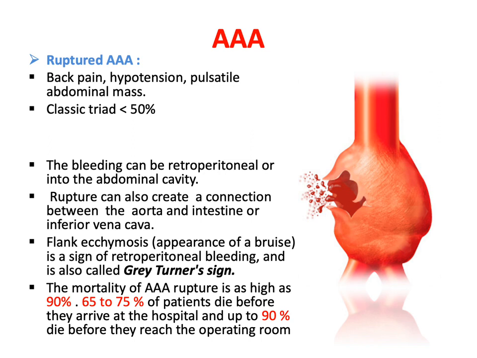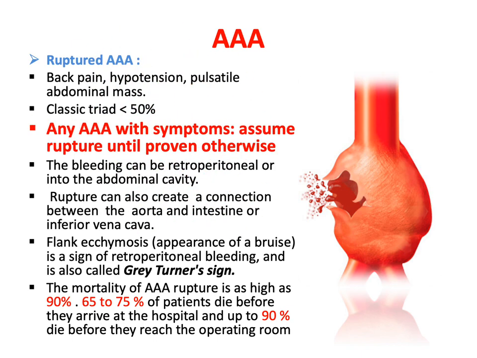The mortality of rupture is as high as 90%, and about 65 to 75% of patients die before they arrive at the hospital, and up to 90% die before they reach the operating room. So imagine the risk. Now, any AAA with symptoms, assume rupture until proven otherwise. This is very important. Any AAA with symptoms, assume rupture until proven otherwise.